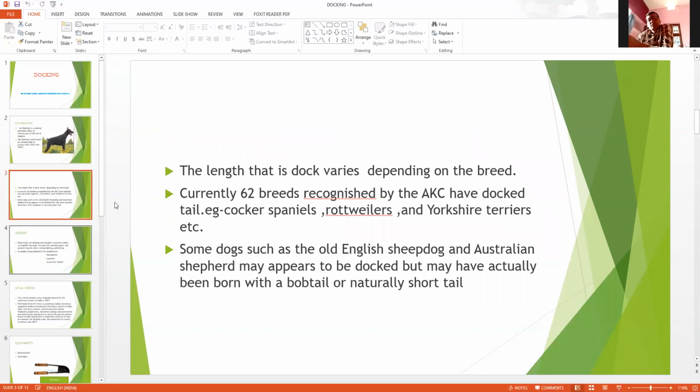this is recommended. Length is very important. Length varies from breed to breed. Currently, 62 breeds recognized by AKC have docked tails, such as Cocker Spaniel, Rottweiler, Yorkshire Terrier, and many more. Some dogs, such as the English Sheepdog, it is recommended for some breeds also. But this is also not ethically good, and if the animal is not having any crushing injury or any severe infection, then this is not recommended.